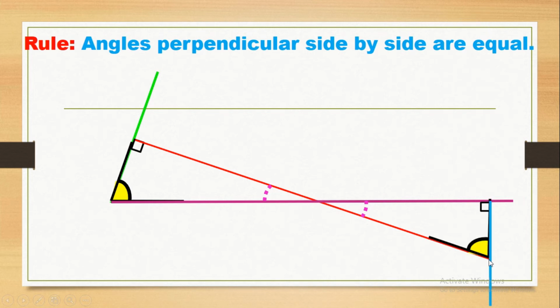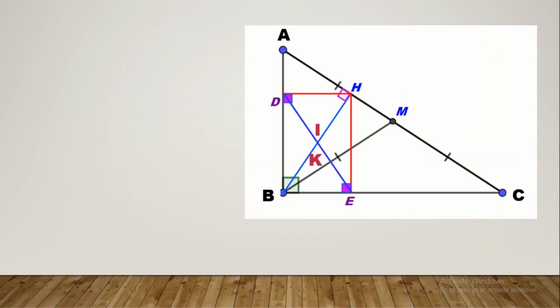Here we can conclude a rule. These two angles are equal since they are perpendicular side by side. If we refer back, how did we draw them? The first side of this angle, we have drawn a perpendicular on it, and the second side of this angle, we have drawn a perpendicular on it. These two perpendiculars form between them an angle. So these two angles are equal since they are perpendicular side by side. We're going to use this rule in order to prove our part.